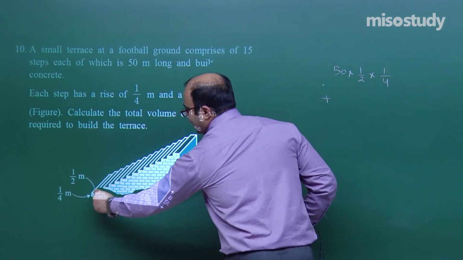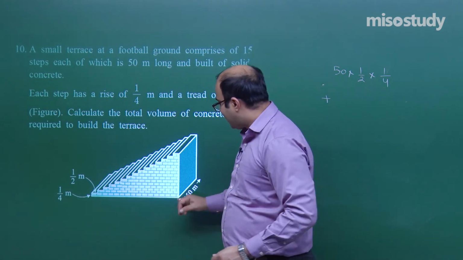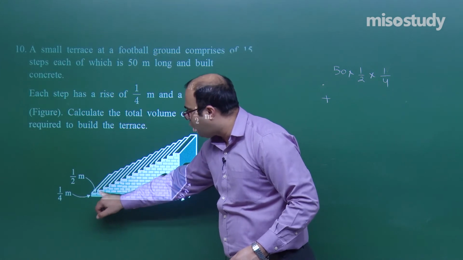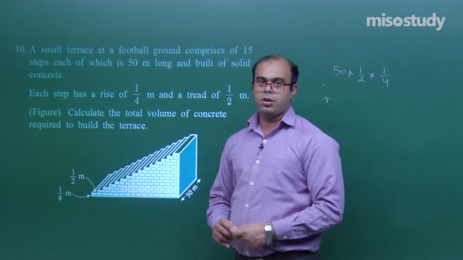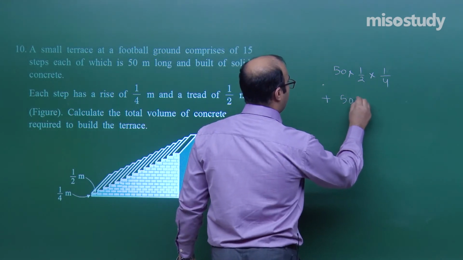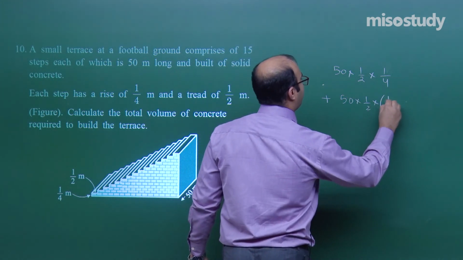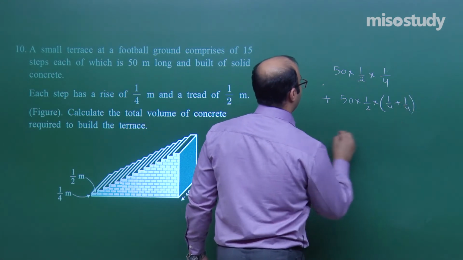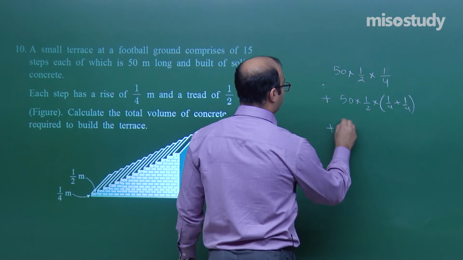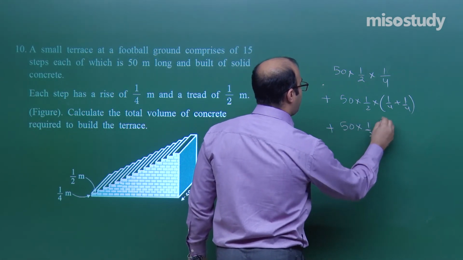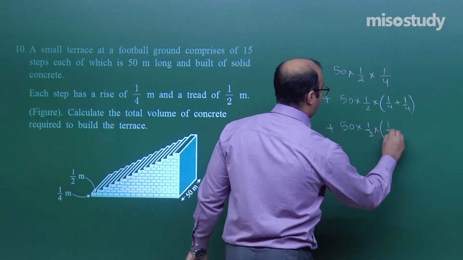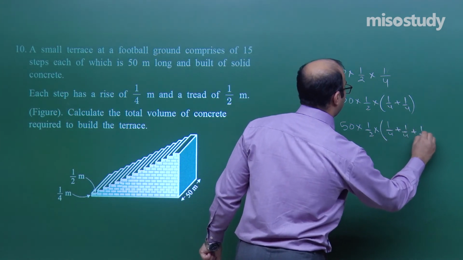If we come to the second step, what we observe is that length is again 50 meter and tread is again half meter, but the height is now 1 by 4 plus 1 by 4. So the height has doubled. So we will do 50 into 1 by 2 into 1 by 4 plus 1 by 4. If we come to the third step, first, second and third, here also length will be the same and tread will be the same, but now the height will become triple, 1, 2, 3. So 1 by 4 plus 1 by 4 plus 1 by 4.